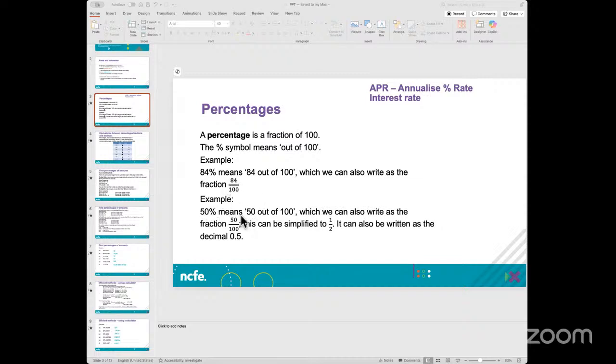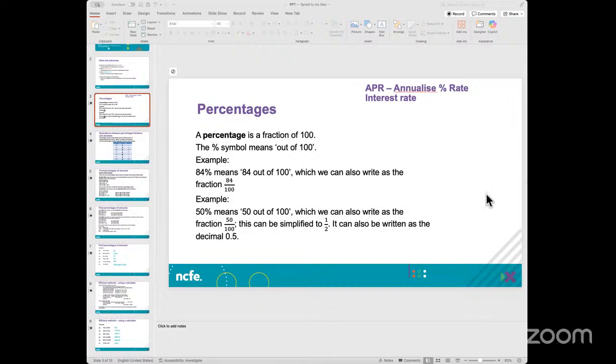Now, example, 50% of 100 means how much? 50% of 100 is half. So if you have to represent 50% as a fraction, you'll represent it as 50 by 100, because that is half of whatever share you're looking at.